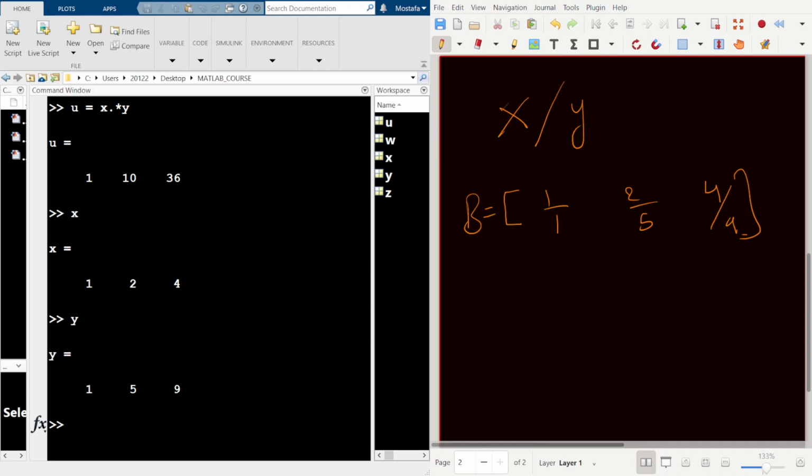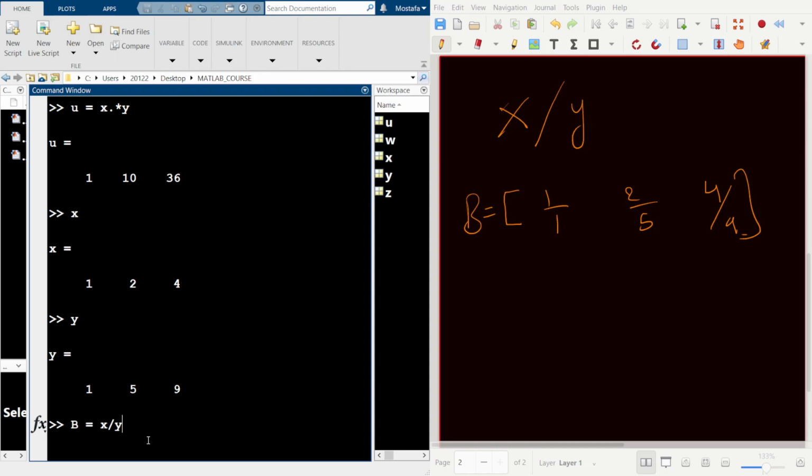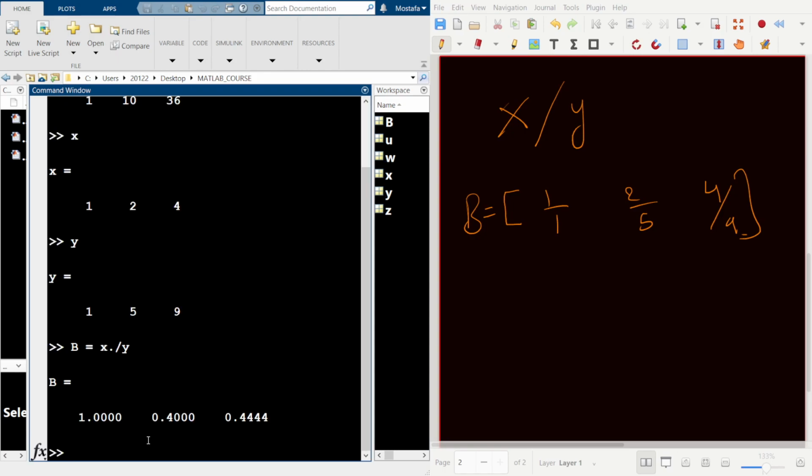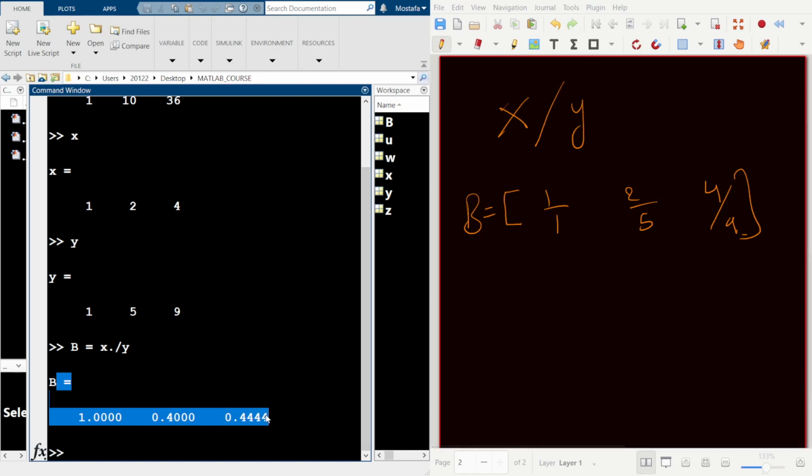Again, if we ask MATLAB to do capital B equals x divided by y, it will start to complain, for the reason that we just described for multiplication. As such, we need a little dot here. If you put the dot, you get what we just calculated: the array B, which contains 1, 0.4, which is 2 over 5, and 0.444, which is 4 over 9. So for element-wise multiplication and element-wise division, we must use the dot to convince MATLAB to do element-wise array operation. Now, this also holds for exponentiation.